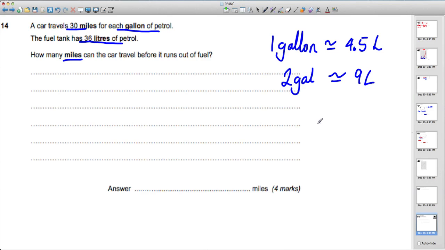Okay, so a car travels 30 miles for each gallon of petrol. The fuel tank has 36 litres of petrol. So 36 litres, how much is that in terms of gallons? Well, from here, you know that 9 litres is 2 gallons. Therefore, 36 litres must be 4 times that.